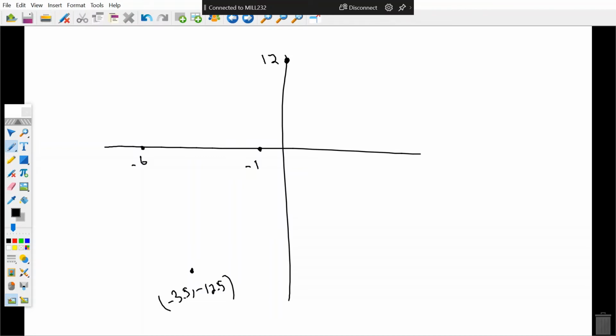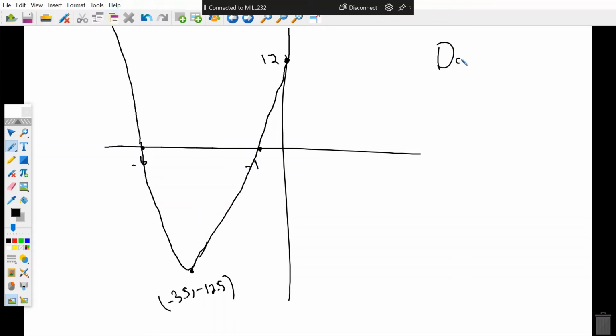And now it's just a matter of connecting your dots. The vertex is the bottom. I'm going to connect up to here and through. And then we're going to try to make the mirror image on the other side. And we are done. Okay? Oh, I guess it asked us for the domain and the range. I forgot.